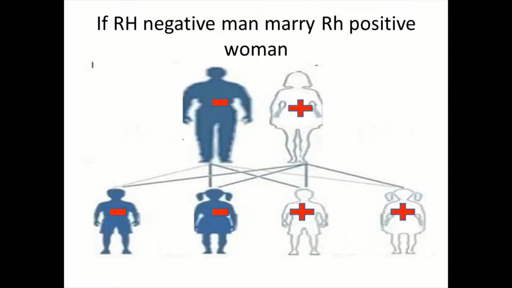The other case is if the father is Rh negative and marries an Rh positive woman, and she conceives. Half of the offspring born to this couple will be Rh negative and half will be Rh positive. Because the mother is Rh positive, the fetuses who have no Rh factor will cause no problem. And those offspring with a positive blood group, similar to that of the mother, will also have no problem during pregnancy or during labor.